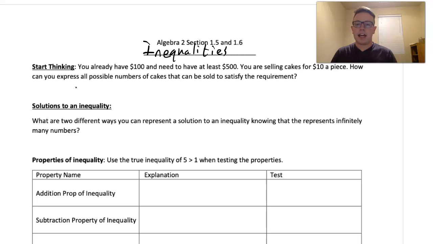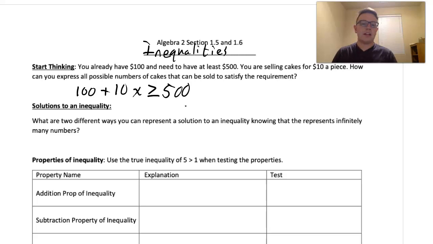So if we have $100, let's write that down, and we need some extra money. How much extra money are we going to make? We're going to make $10 per cake. How much money do we need at the end? Well, we need at least, or greater than or equal to, $500 because we want at least $500 or anything more than $500 would be good.